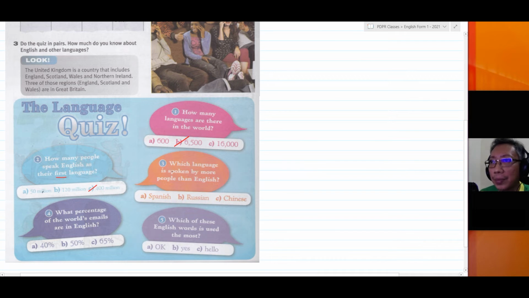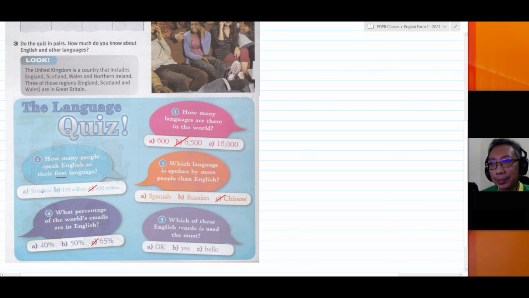Okay, number 3. Which language is spoken by more people than English? For number 3, the answer is C. Chinese. Okay, number 4. What percentage of the world's emails are in English? Answer is C. About 65% of the world's emails are in English.